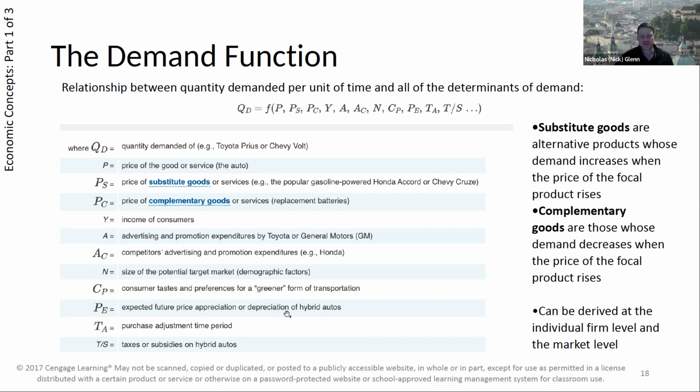Appreciation or depreciation of these hybrid autos. If you expect the price of these cars to get more expensive in the future, you're more likely to buy it now, so demand will increase. But if you expect them to get cheaper, maybe you think that in a few years they're going to be able to produce these cars cheaper and prices go down, well, you'll wait for it, so demand will decrease. Okay.